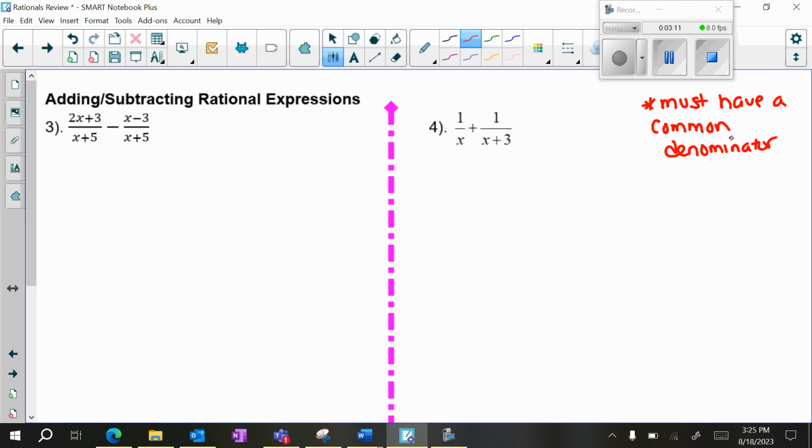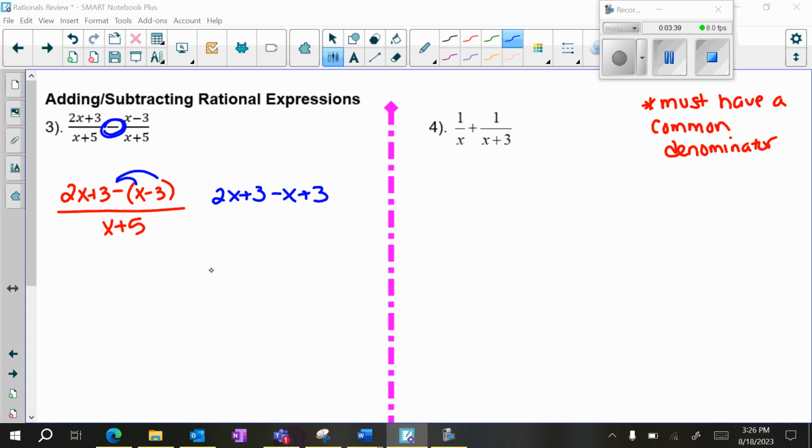So looking at number 3, I have common denominators already, so I'm going to rewrite this as a single fraction because my denominator is x plus 5. Notice how I put my second binomial in parentheses because it's a subtraction sign. So you need to subtract each piece. So I have 2x plus 3 minus x plus 3.